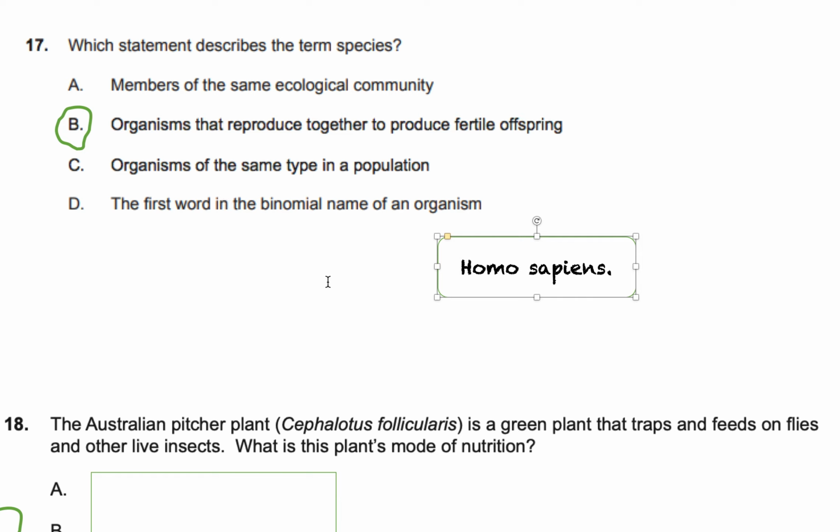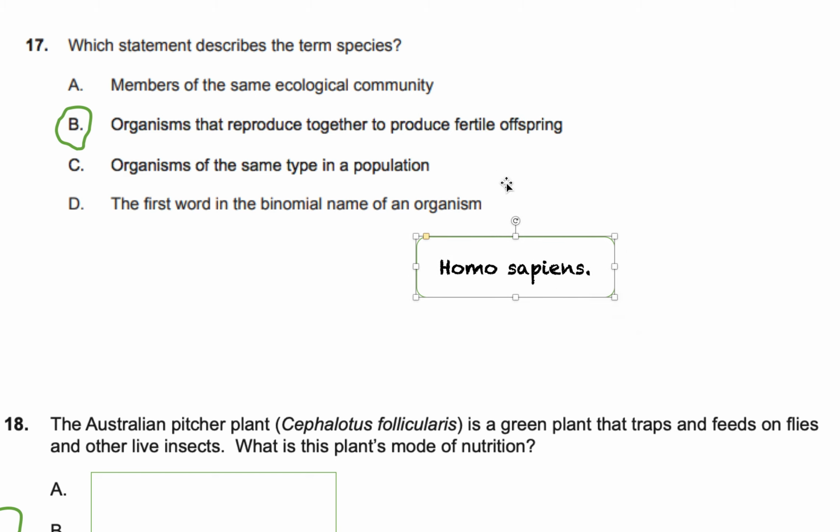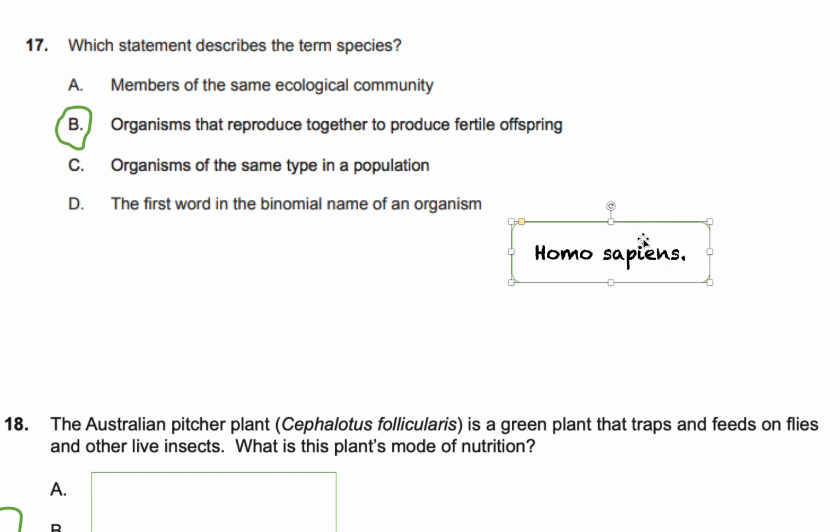For example, if you think of humans, our scientific name, our binomial name, our two-part name is Homo sapiens, right? They're saying the first word in this name is a species. So they're saying Homo is the species. No, Homo here is the genus. Sapiens is the species. But if you don't really understand this, don't worry, because it's really part of another topic. Just know that the first word is not the species, it's the genus. The second one, the last one, would be the species.